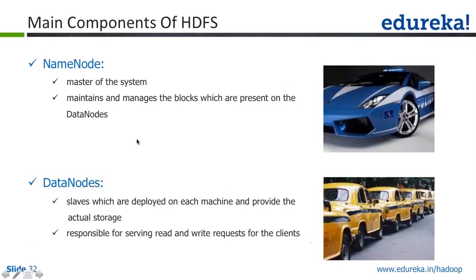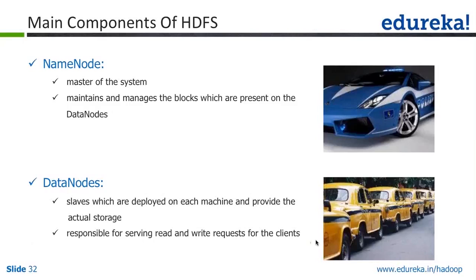Now, what is a data node? As we said, commodity hardware, and you can look at this analogy. These will be like these Ambassador taxis, where you don't worry about the reliability. These will be huge numbers of cheap machines, which can be commodity hardware.